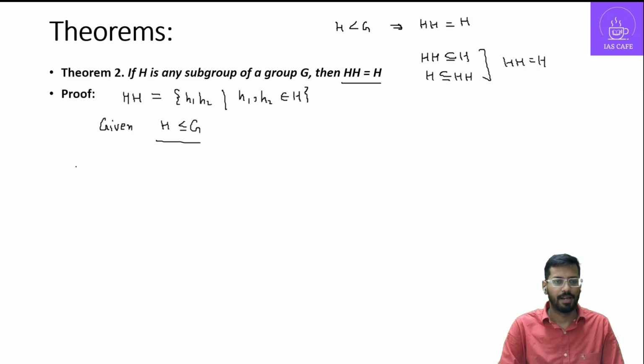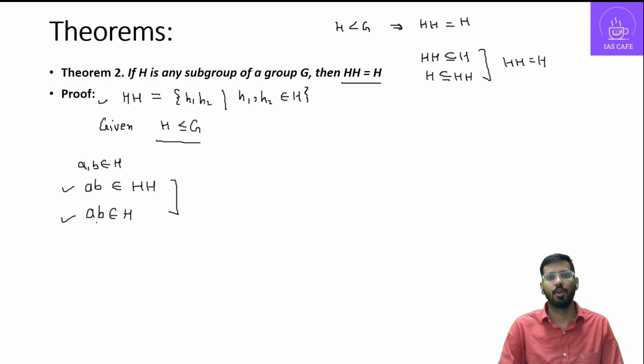So by definition of HH, if we take a and b belonging to H, then AB belongs to HH. But given that H is a subgroup of G, by closure property we can say AB belongs to H. So initially we took AB belongs to HH, and we ended with AB belongs to H. That means HH is a subset of H. Call it equation 1.